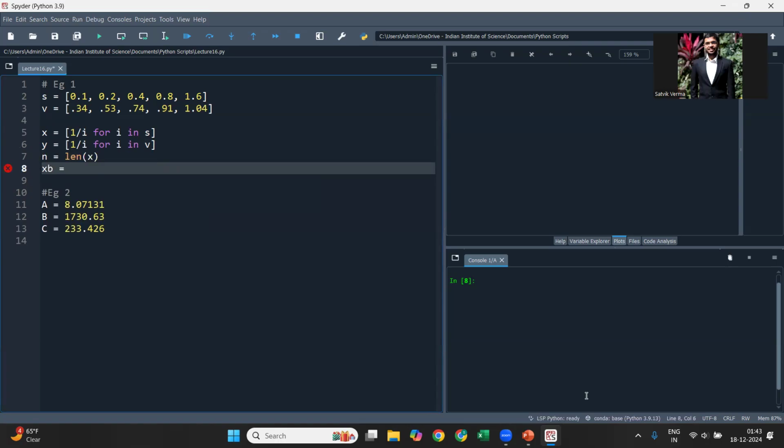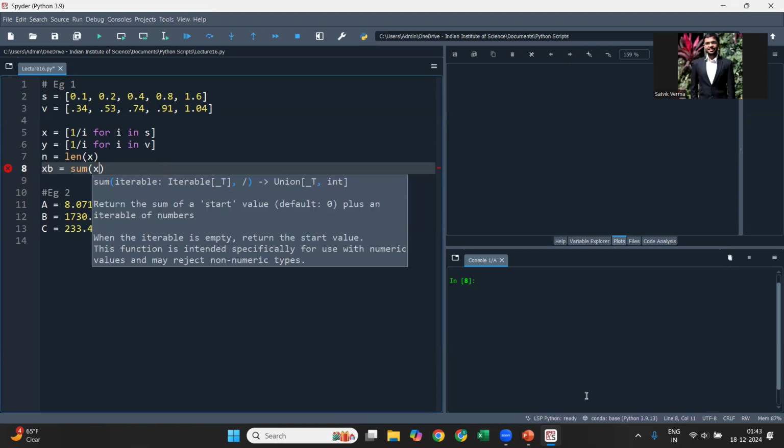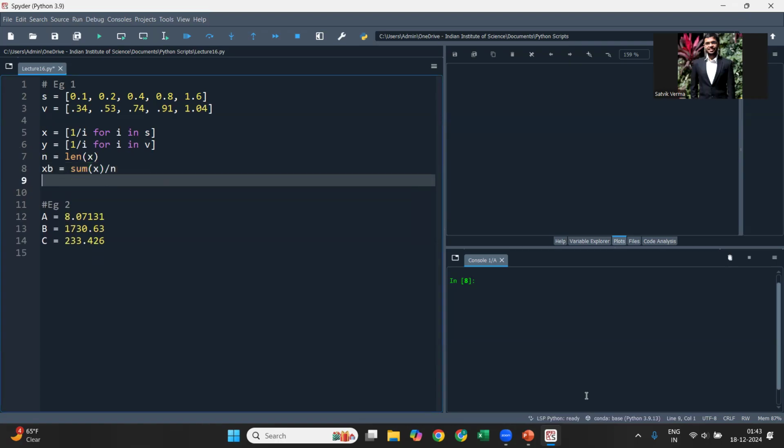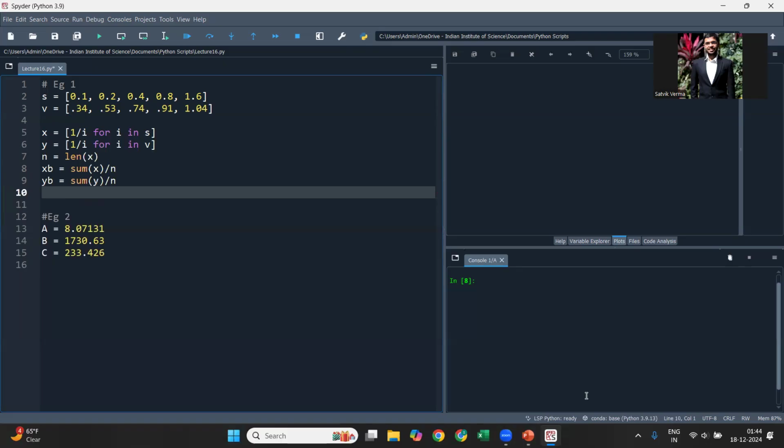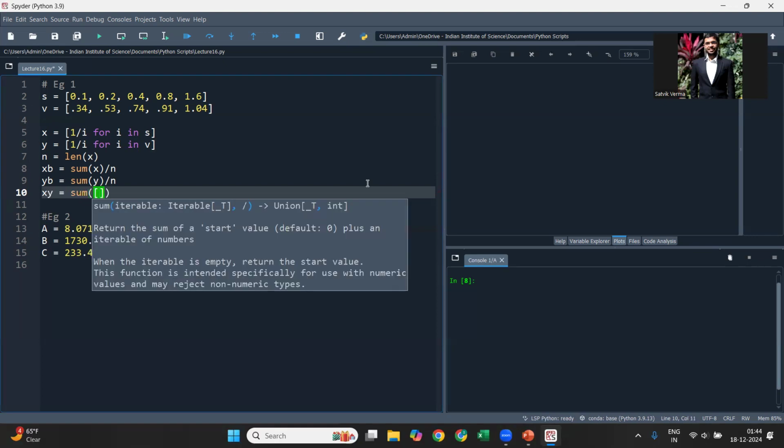We need X bar mean. So that is sum X upon N, right? We need Y bar, which is mean of Y. So that is sum Y by N, right? Then we also need summation of xy and summation of x square. We don't need these specific values. So let's just say summation of xy is sum, and within the brackets, we'll make up the list. So let's make up the list. So that is xi times yi.